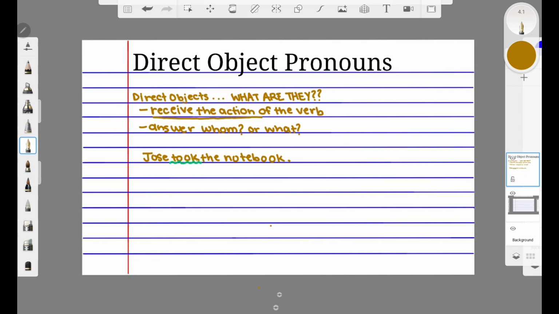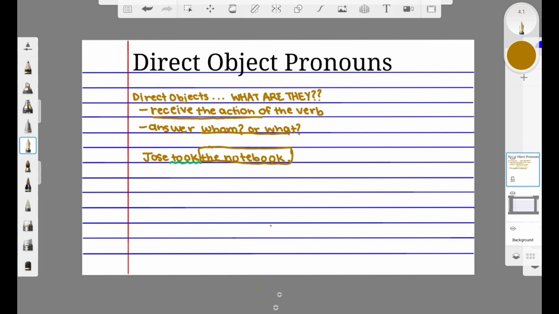So basically, when we're going to the second bullet point, Jose took what? What did he take? He took the notebook. So we know that the notebook is the direct object of this sentence.